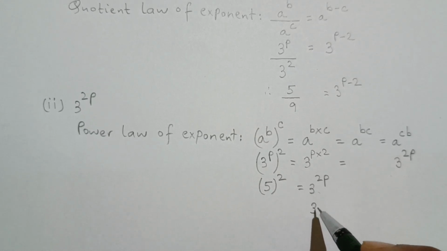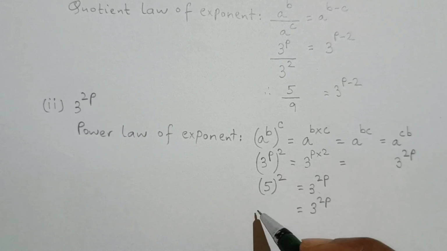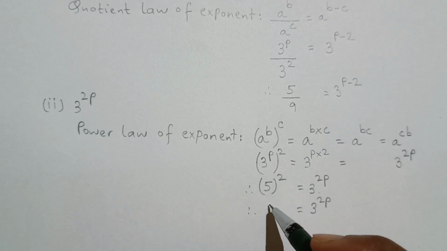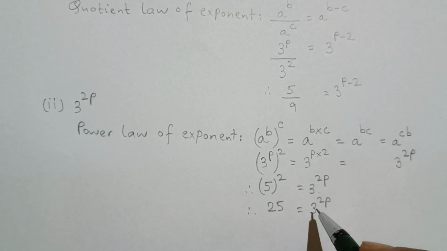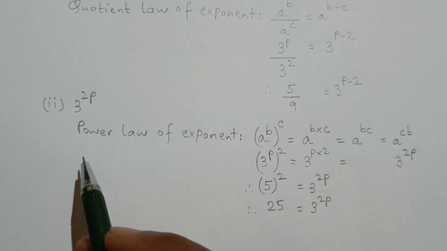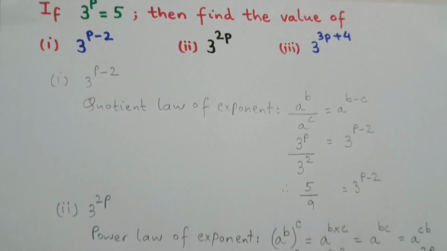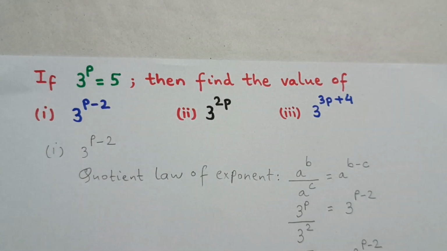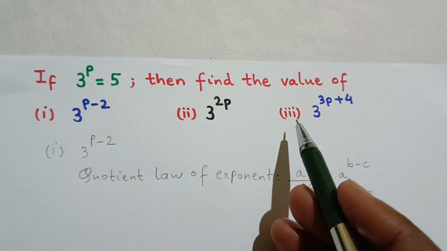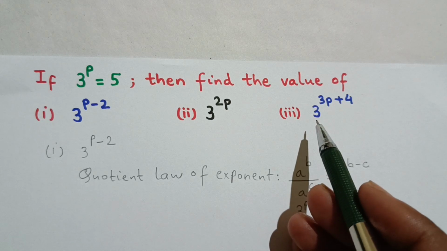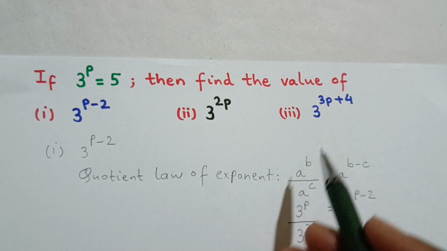So therefore 3 to the power 2p is equal to, what is 5 square? 5 square means 5 into 5. 5 into 5 is 25. So 3 to the power 2p is 25. So we have found out the value of 3 to the power 2p. We have solved question number 2 also. Now let us go to question number 3. In question number 3, we have to find the value of 3 to the power 3p plus 4.